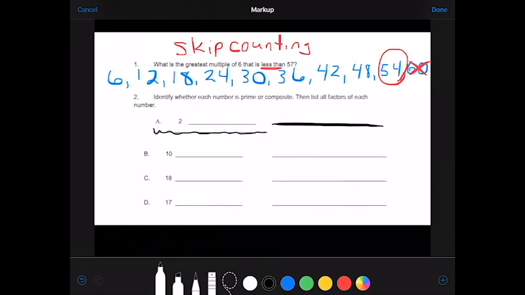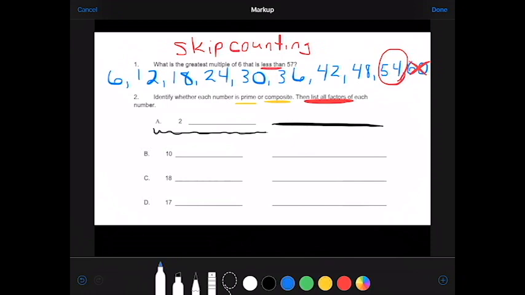On number 2, I apologize, I don't know why, but this line printed badly, so let me put it up there. And then number 2 says, identify whether each number is prime or composite, then list all of the factors of each number. I think this question's a little backwards because we actually need to list the factors first so that we can decide if we're going to write prime or composite.